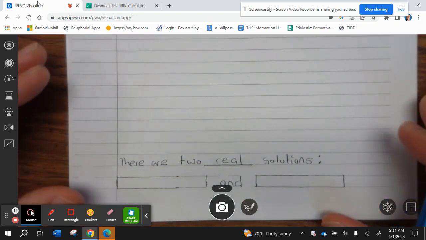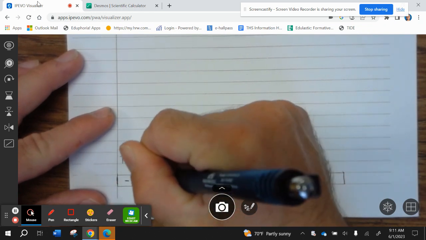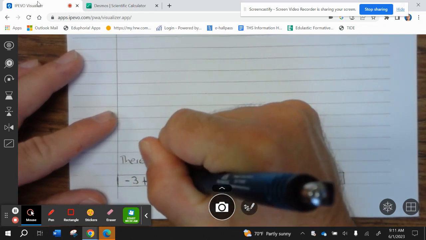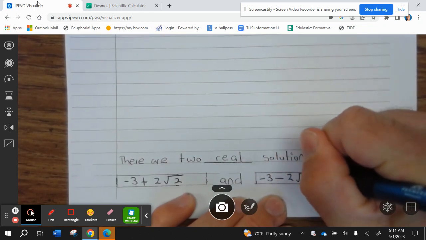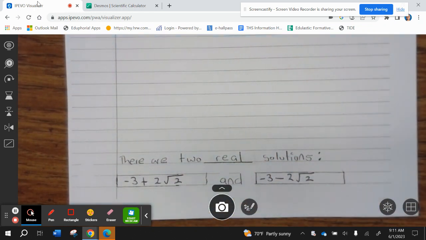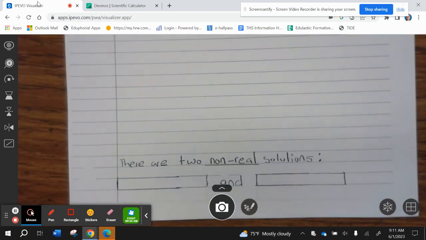So there are two real solutions, which are negative 3 plus 2 square roots of 2 and negative 3 minus 2 square roots of 2. All right, go ahead and finish up example number 1.